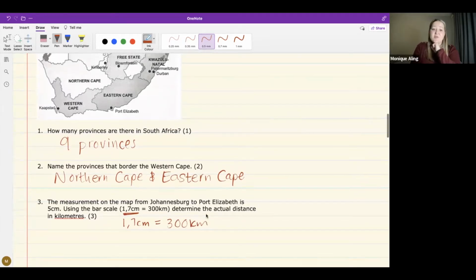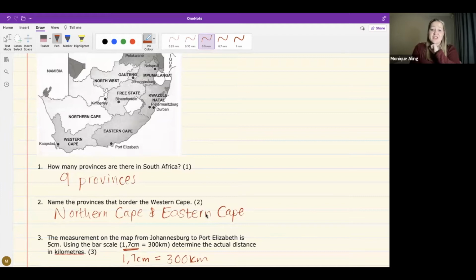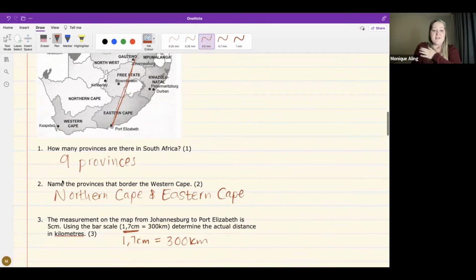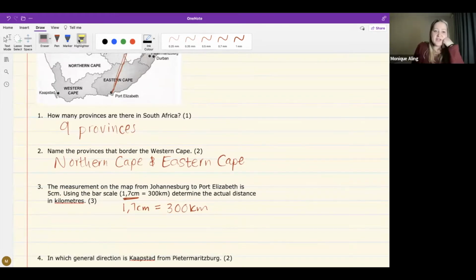The next step would be to take your ruler and measure the distance between Johannesburg and PE. So sometimes you will need to measure that yourself, or they will give you the measurement. Now, because we can't measure through the screen, I have given you the measurement. Okay, I said it's 5 centimeters. So let's have a quick look at the question. Got the measurements, got the bar scale.